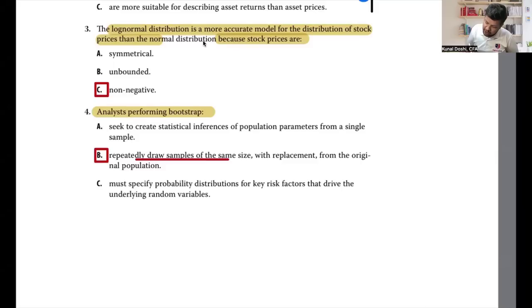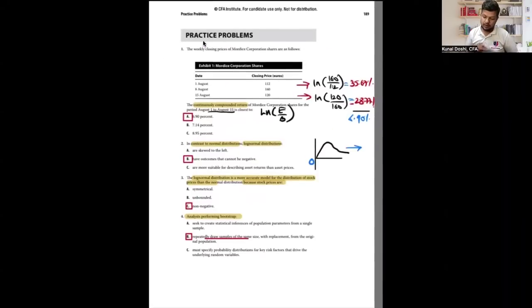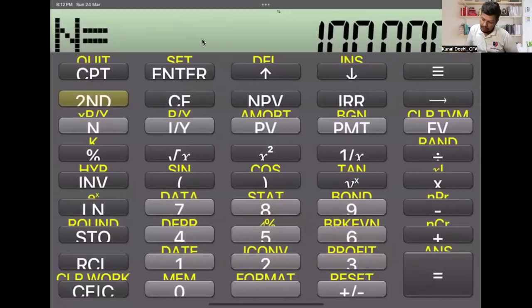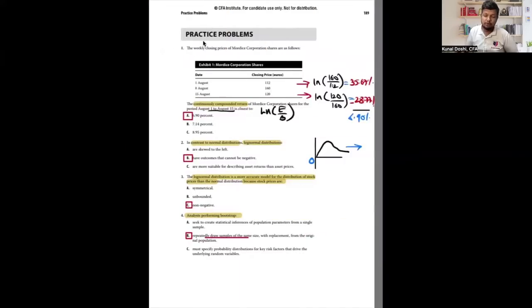Must specify probability distribution for key risk factors that drive the underlying random variables? No, correct? Why? Because this process is used to constantly draw samples from the population of similar size, correct? Clear? Any questions, anyone, with respect to this? Perfect. This was related to your topic of simulation. There is some part of sampling here as well as in the other topic. Clear, everyone? Okay.